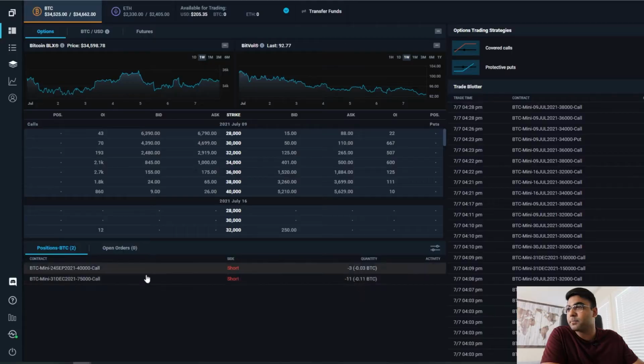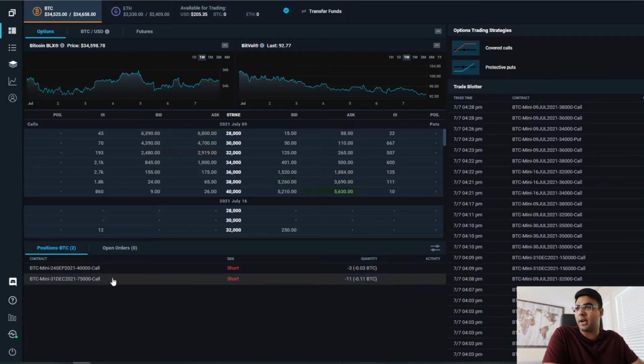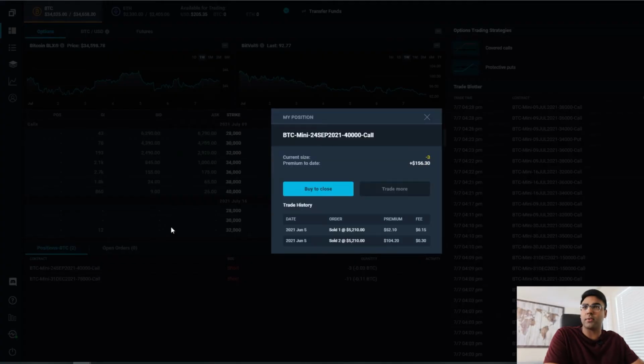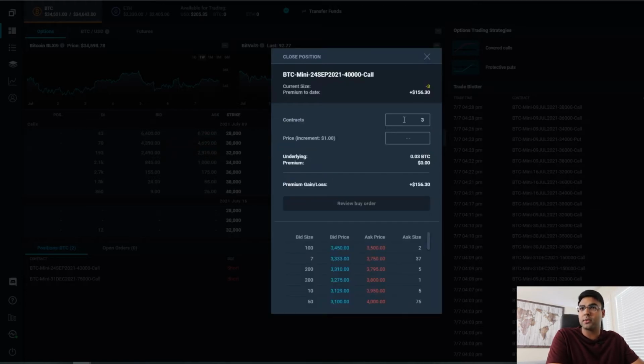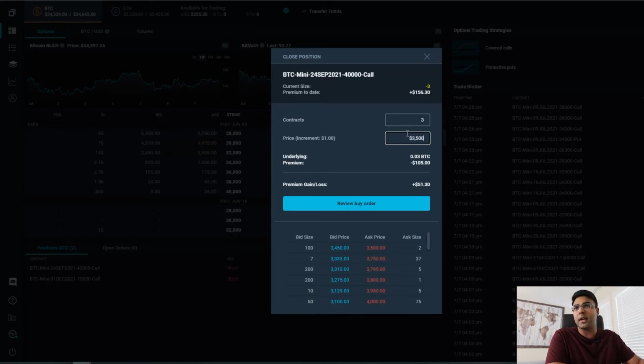So coming back over here, basically we got 205 in the account, and so let's open up this one first, so the more upcoming date. So I received 156.30, and so there's details over here on screen. And so if I go to buy to close, and let's say 3 contracts, let's not put too much price increments. So if we see the bid and the ask, 34.50, 3,500, not too big of a bid and ask, net. And so I'm okay seeing a gain basically of $51, and this trade I think was around a month ago.